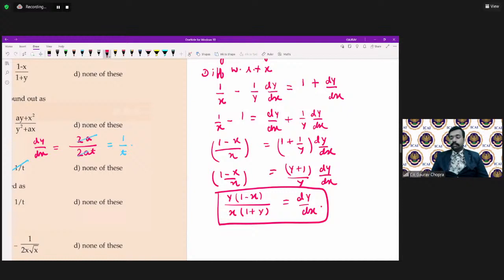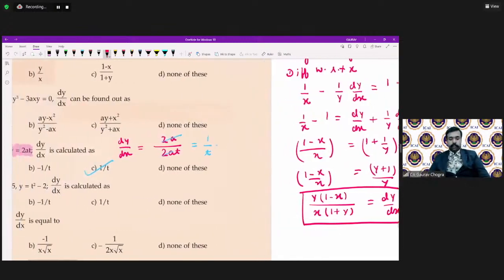Yash Agarwal is asking, please give some tips to attempt the paper. Yes, of course, we will share, but not in today's session. I will share it with you.